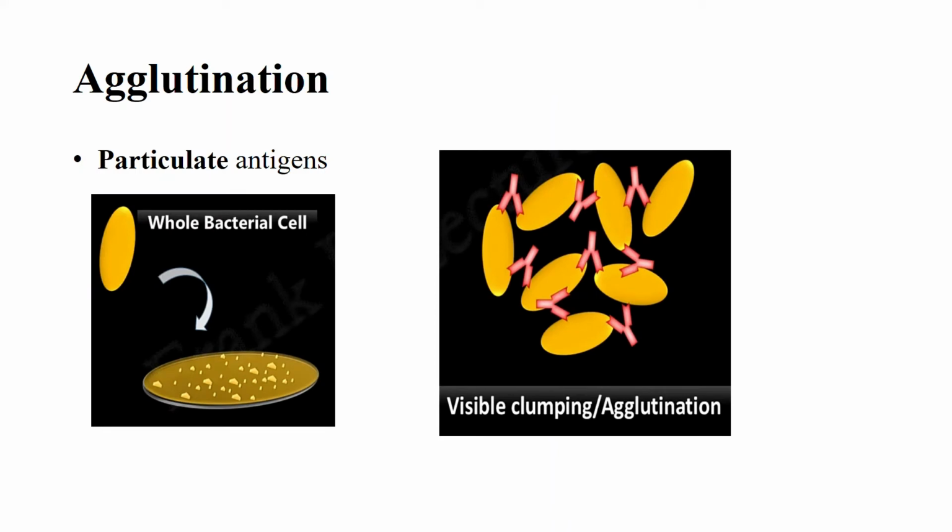In agglutination, we have particulate antigens. These are the particles, such as cells, that can carry antigenic molecules on their surface. For example, bacterial cells, fungal cells, and mammalian cells. When a specific antibody to the particulate antigens is added, cross-linking will occur, resulting in visible clumping or agglutination of particulate antigens.